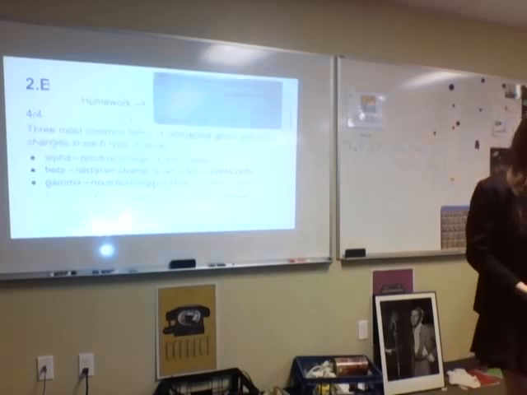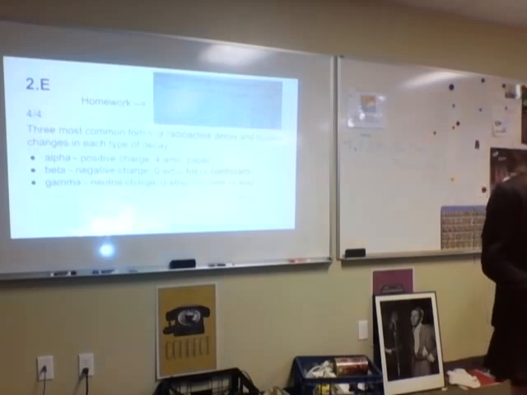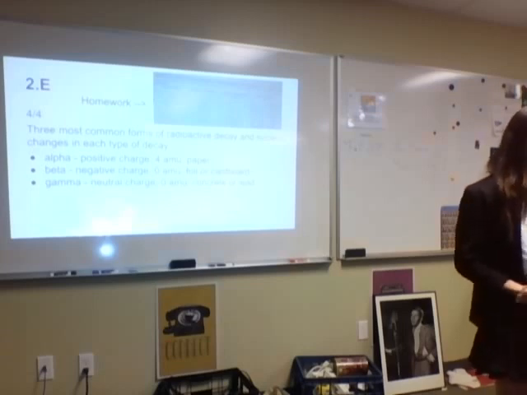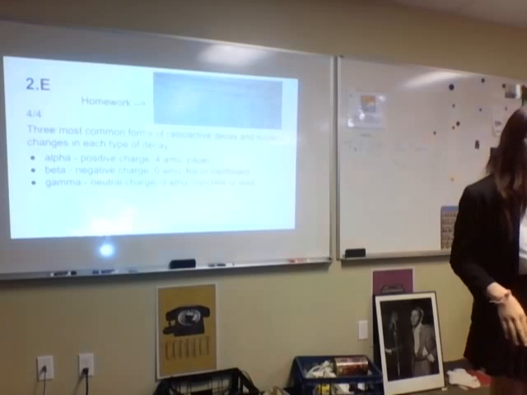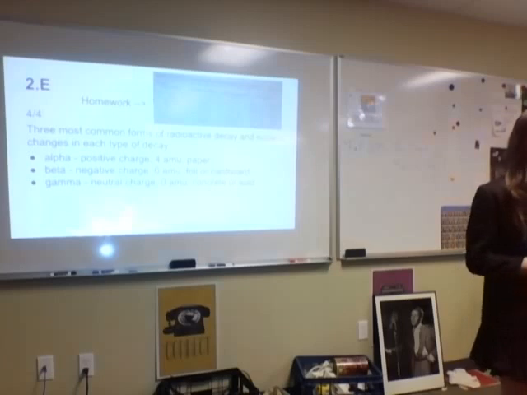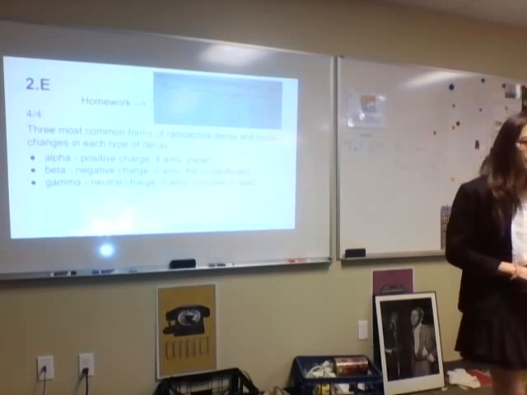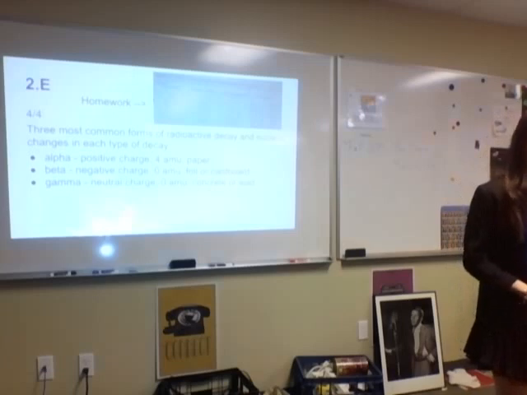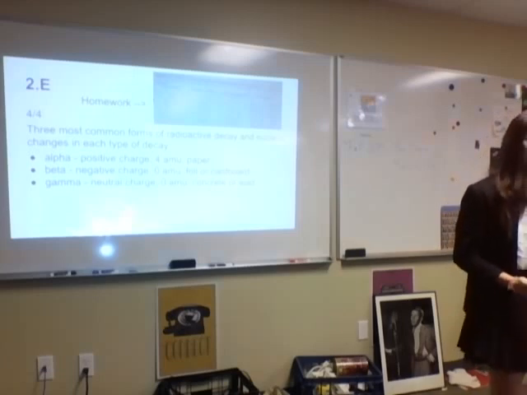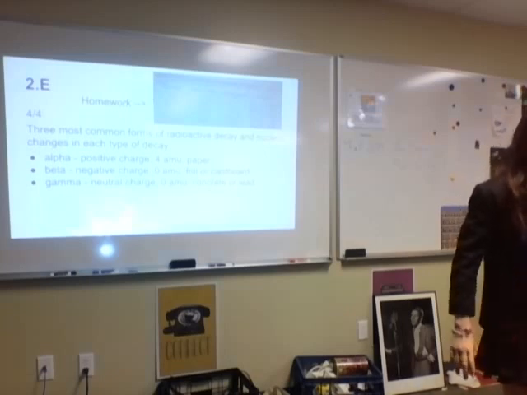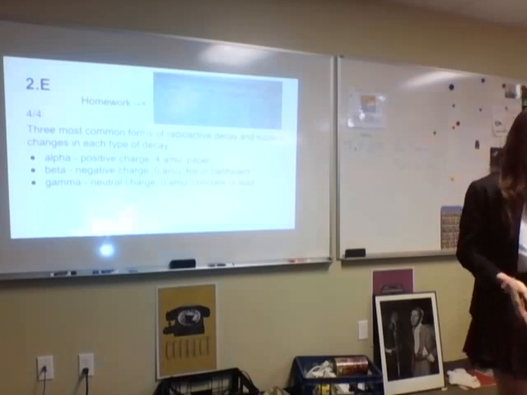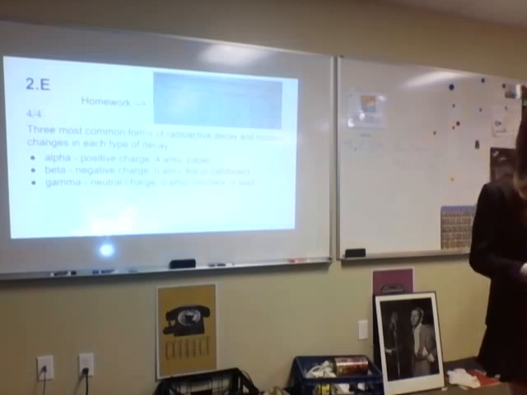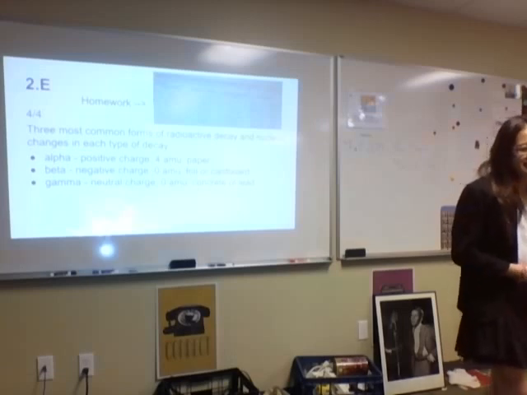And then last is the three most common forms of radioactive decay and the nucleus changes in each type of decay. The first one we learned about was alpha, and it has a positive charge, 4 AMU, and you can just use a piece of paper to block it. Beta, which is stronger than alpha, has a negative charge, 0 AMU, and you can block it using foil or cardboard. And then gamma, which is a neutral charge, 0 AMU, and you can block it using concrete or lead.